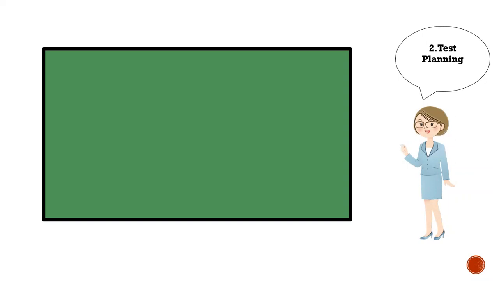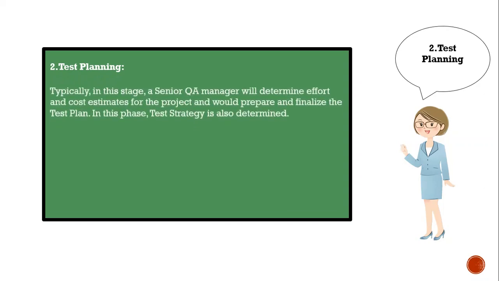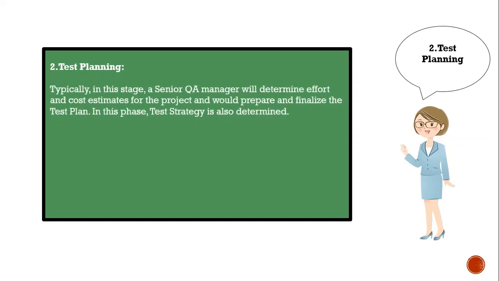Now, next phase is test planning. Typically, in this stage, a senior QA manager will determine effort and cost estimates for the project and will prepare and finalize the test plan. In this phase, test strategy is also determined.